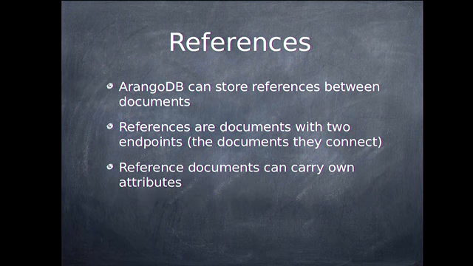Apart from that, so we had simple document queries, we had geo index queries. ArangoDB also allows you to store references between documents. So far we had just single documents in the database, but you can also connect these documents now, which is something that we name references. And references are just documents themselves in ArangoDB, so that you can query them as regular documents, but they have two endpoints because they connect two documents to other documents. And you can use that to do something like this.